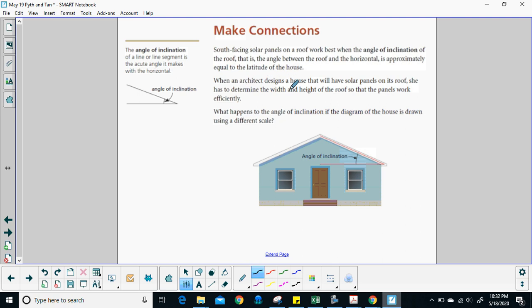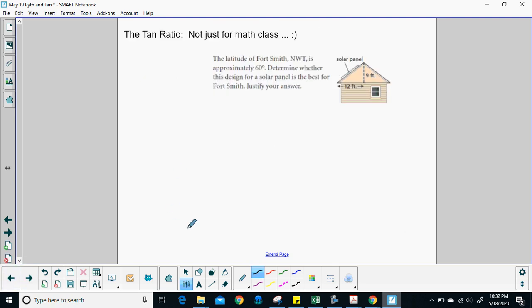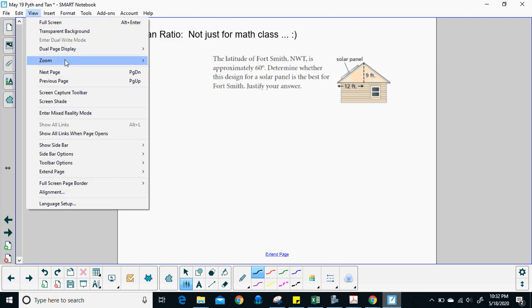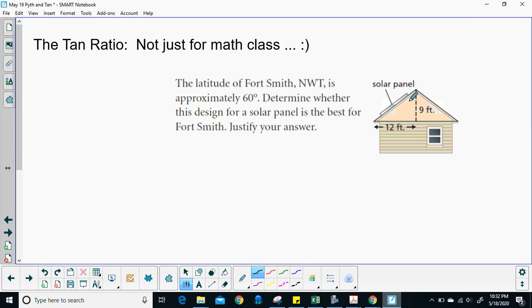So when an architect designs a house that's going to have solar panels on its roof, the architect has to determine the width and the height of the roof to make sure that the panels are going to work efficiently. So let's do this and let's solve and figure it out. The scenario has provided me with this house, and I need to know if this angle of inclination is 60 degrees. I have to figure that out and then compare it.